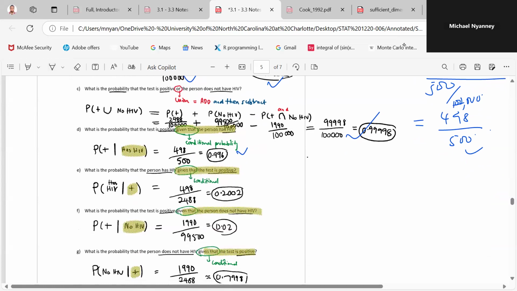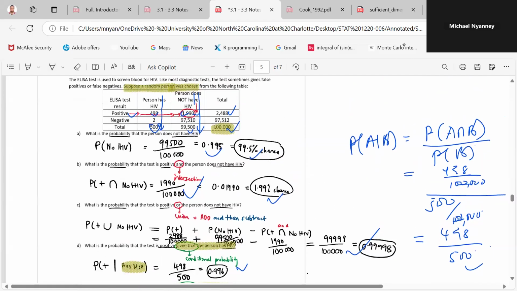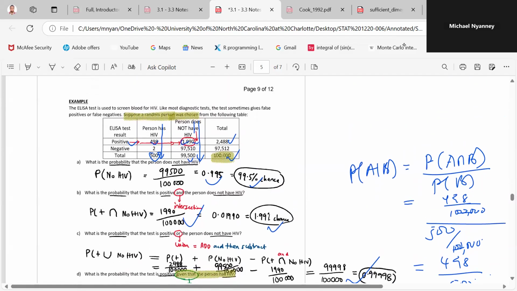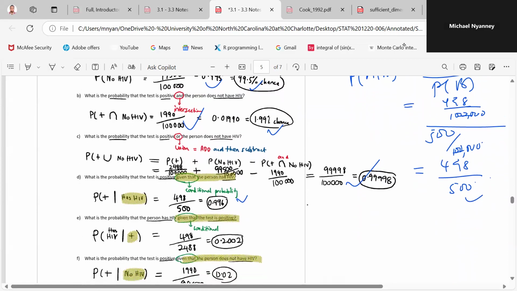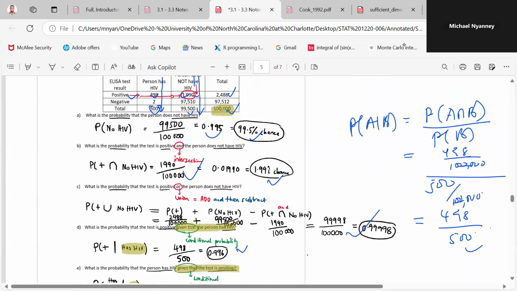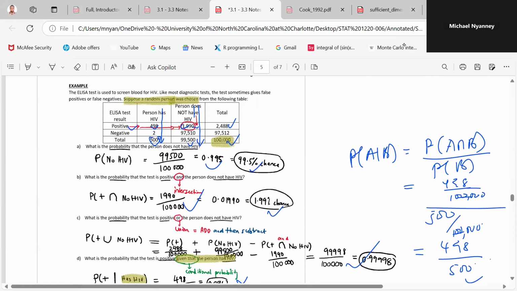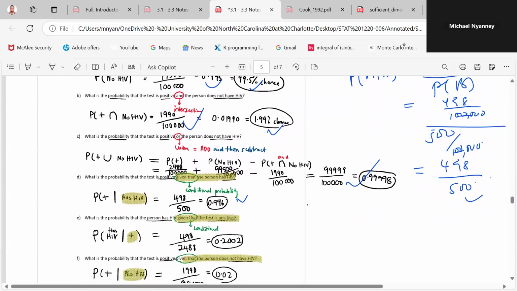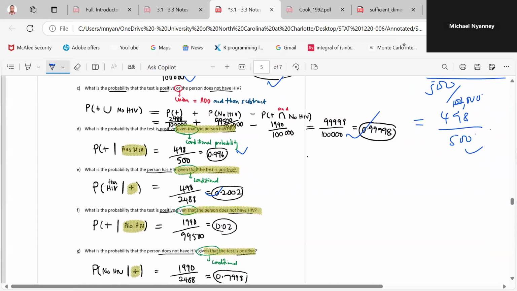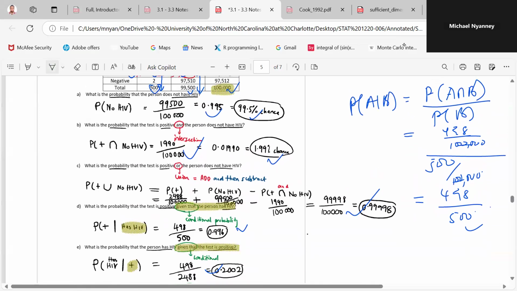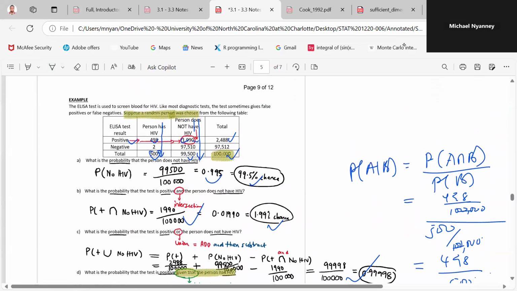So we apply the same knowledge here. Given that the test is positive, we go to the positive column. So this is the positive. We have a total of 248. Now, who are those that have HIV in this test positive? We have 498. So that gives us the probability. Now for no HIV, we can go to no HIV. So no HIV, we have 99,500.